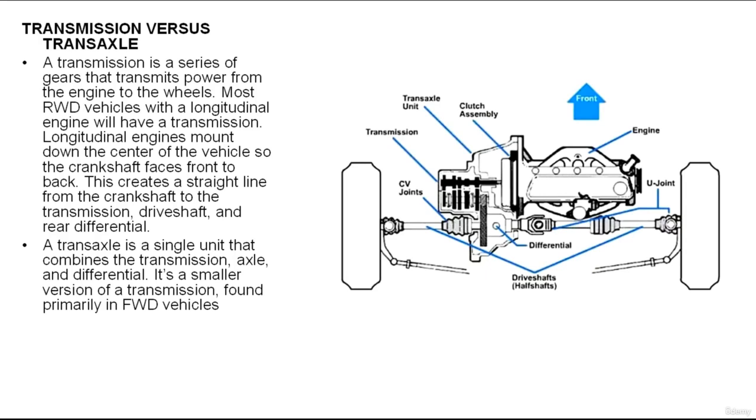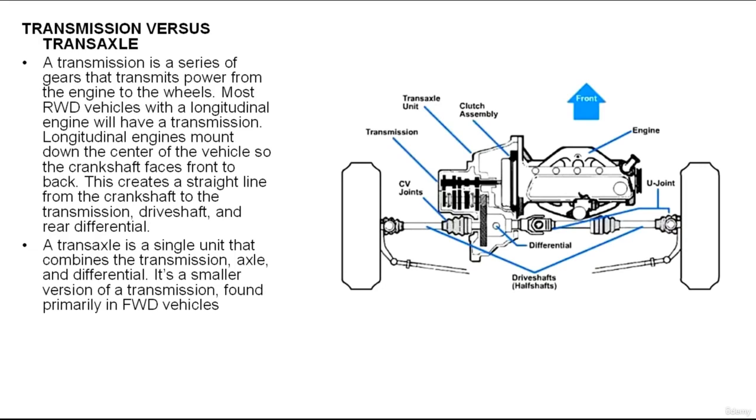So what's the difference between the transmission and the transaxle? Vehicles are propelled in one of three ways: by the rear wheels, by the front wheels, or by the front and rear wheels. The type of drive system used determines whether a conventional transmission or transaxle is used. Vehicles propelled by the rear wheels normally use a transmission.